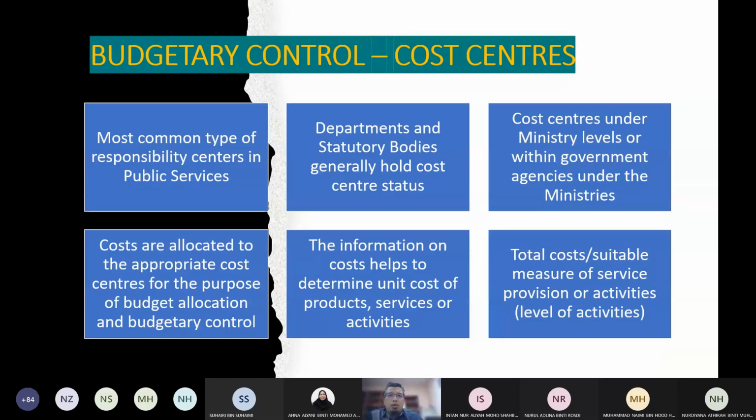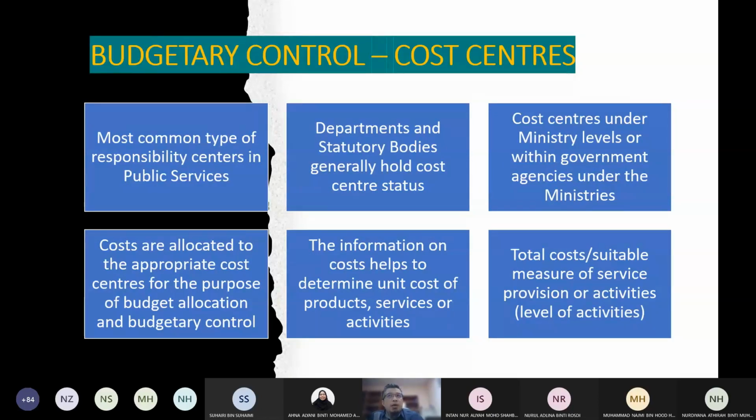Okay, now we move on to types of responsibility centers, okay, for budgetary control purposes. And the first one is cost centers. Okay, so in other words, at this point for budgeting, we talk about programs and sub-activities. So all these programs and activities can also be translated into responsibility centers.